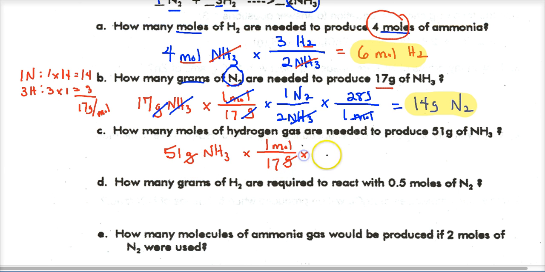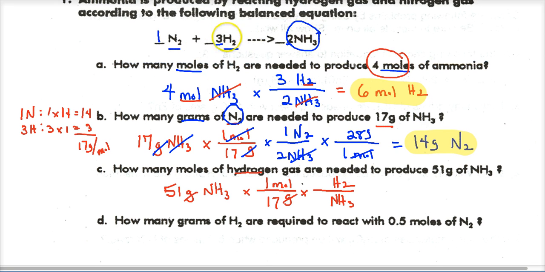And what are we after in this problem? We're after how many moles of hydrogen. So we get rid of ammonia. We put hydrogen here. What's the ratio? Go to the balanced formula. There's 3 H's to 2 ammonias. The ammonia cancels, and I'm left with moles of H2.